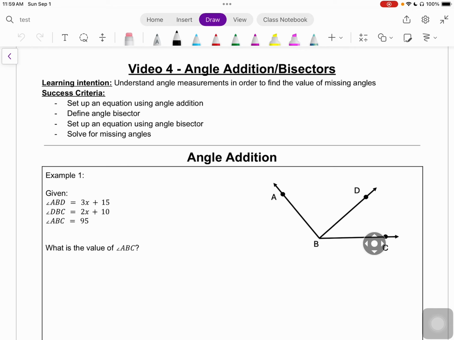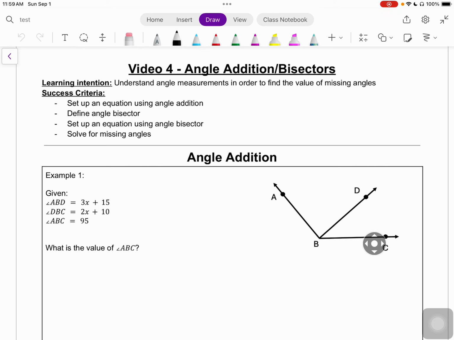All right, video 4 is going to be on angle addition and bisectors. So we did some work with basic angles in the last video. We got some practice with that. So in this video, we're going to talk about some special types of angles and just some different diagrams that we're going to see throughout the year.